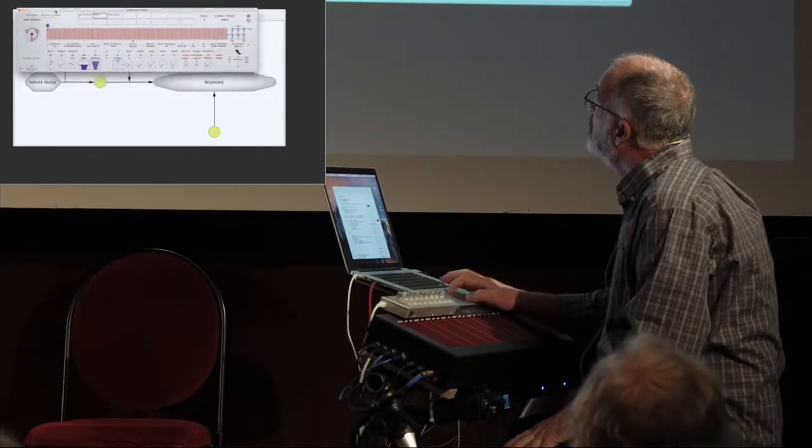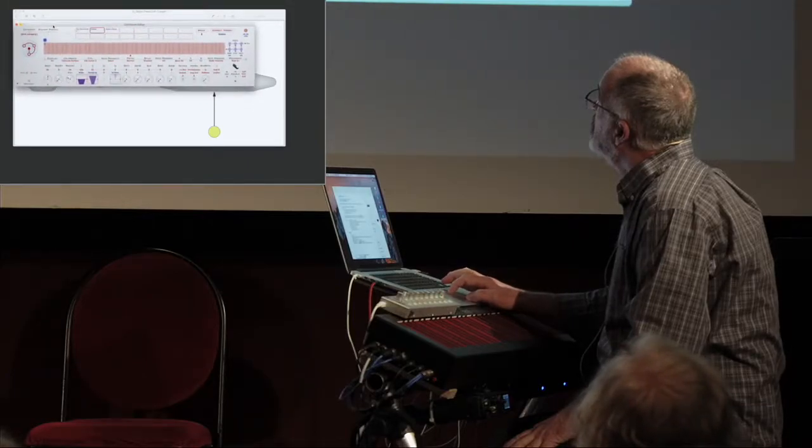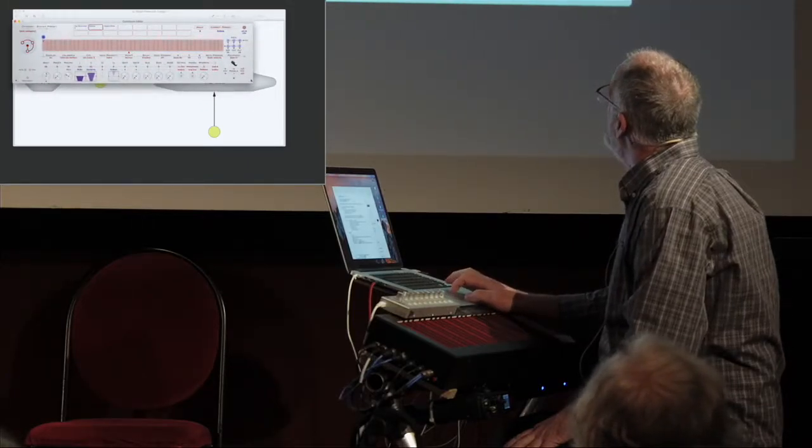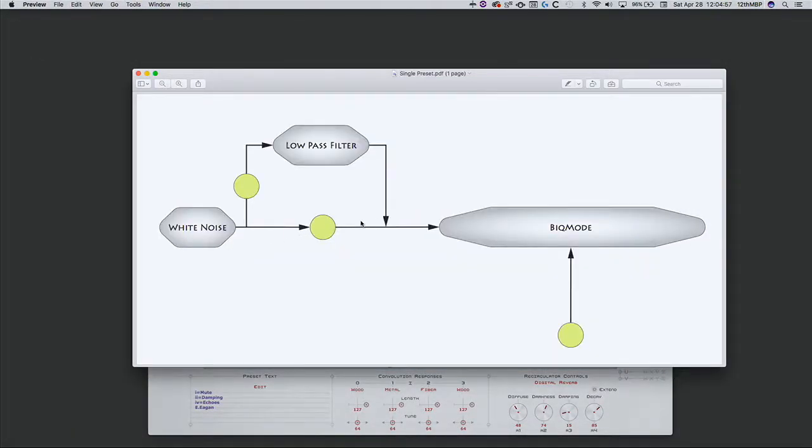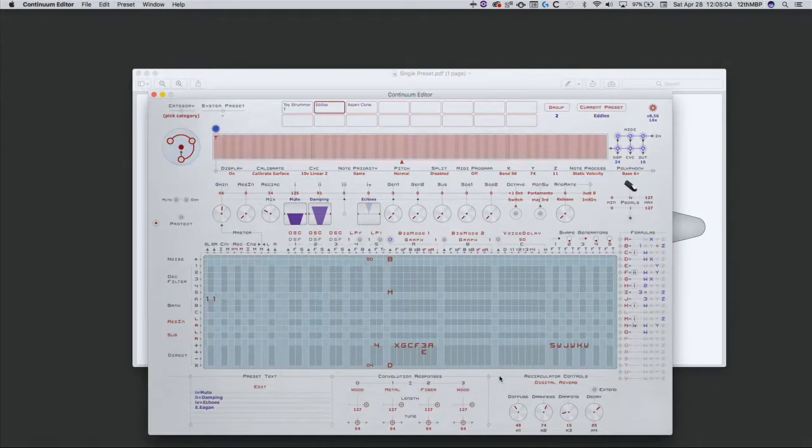So, Eagan matrix. All right, so remember the diagram, very straightforward: white noise into BIC mode, white noise into low-pass filter into BIC mode. The Eagan matrix represents that slightly differently, since we have essentially a pin matrix where all the sources are on the left-hand side and all the destinations are on the top. And so you do an intersect to connect a row with a column.